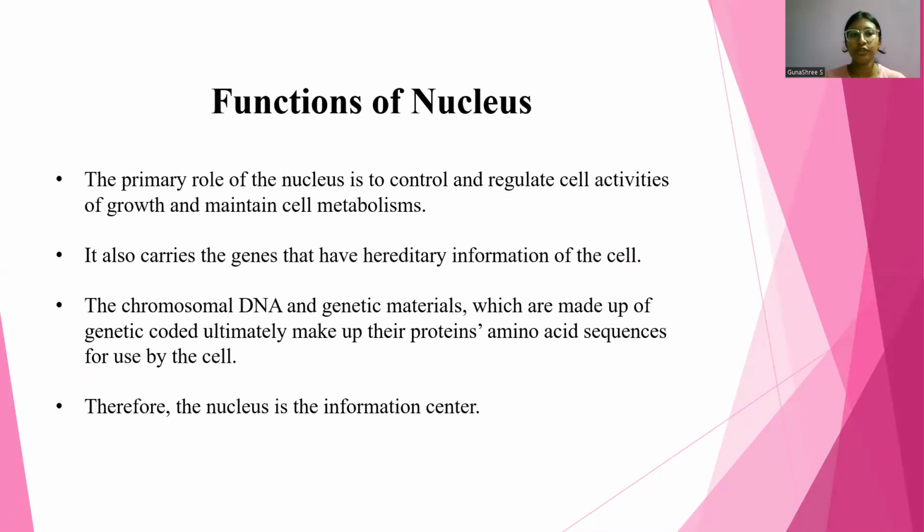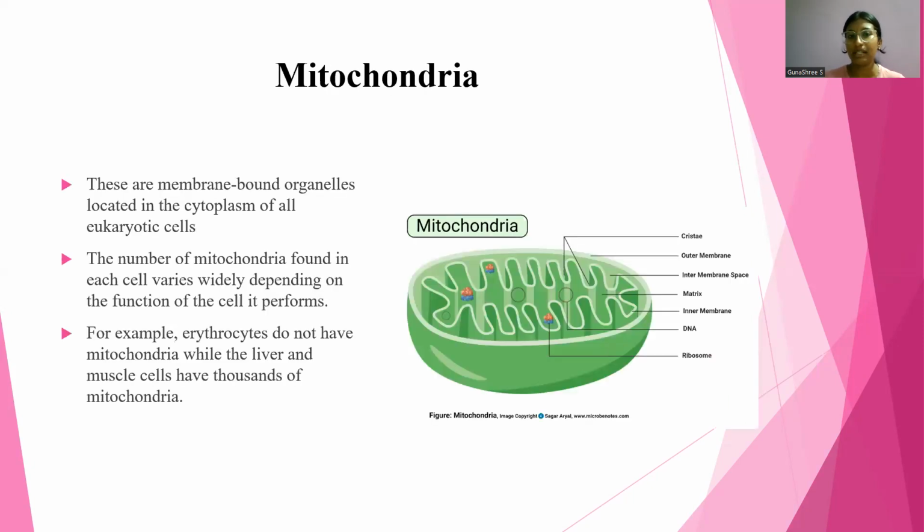Moving on to the function of the nucleus, the primary role of the nucleus is to control and regulate cell activities of growth and maintain the cell's metabolic activities. It also carries the genes that have hereditary information of the cell. The chromosomal DNA and genetic material, which are made up of genetic code, ultimately make up the proteins, amino acid sequences, which are further used by the cell. So the nucleus acts as the information center for the cell.